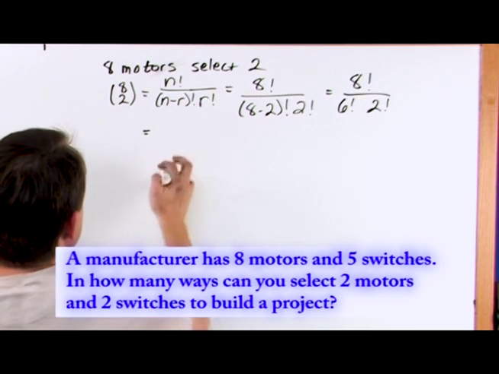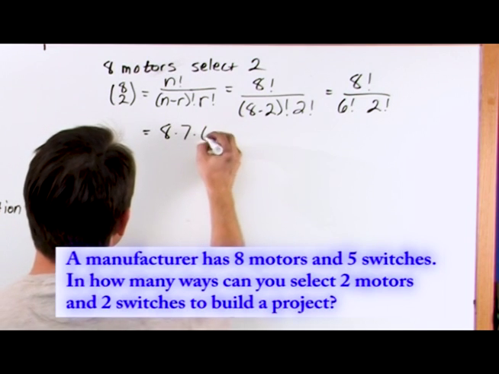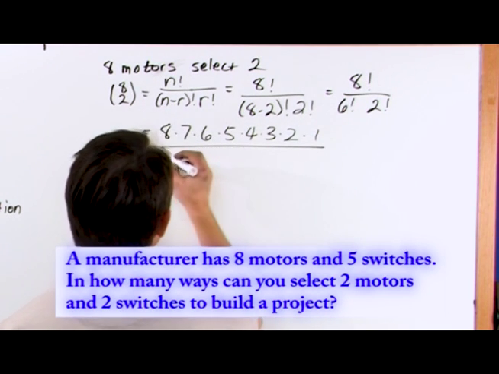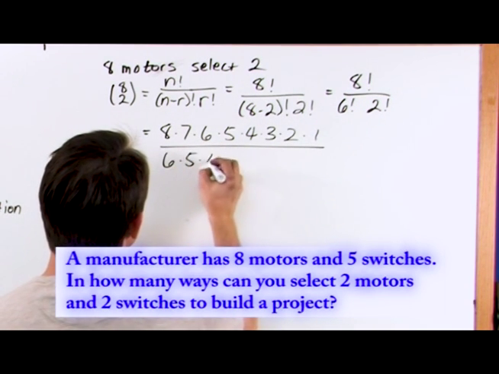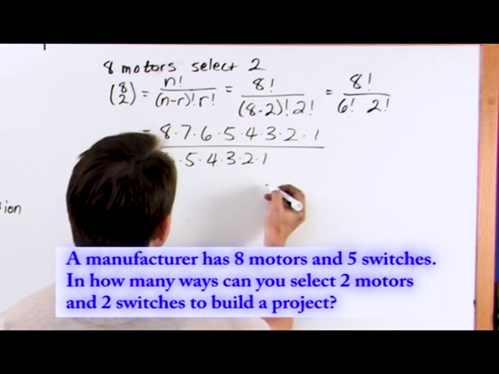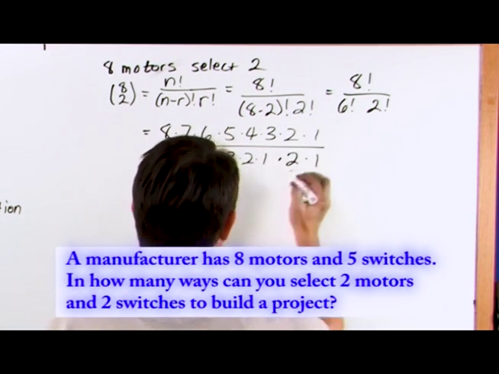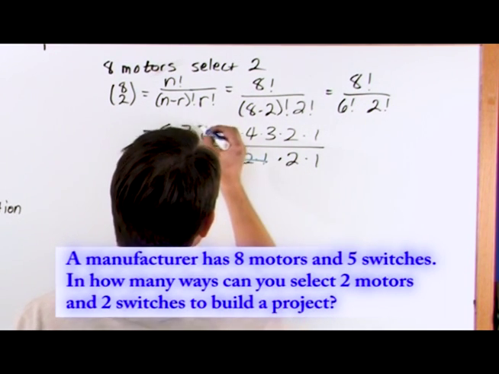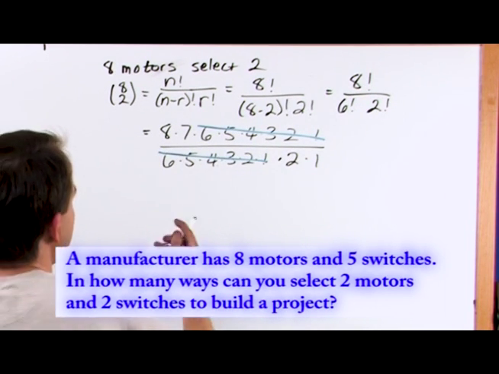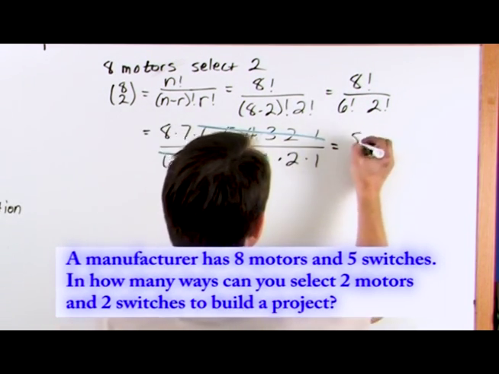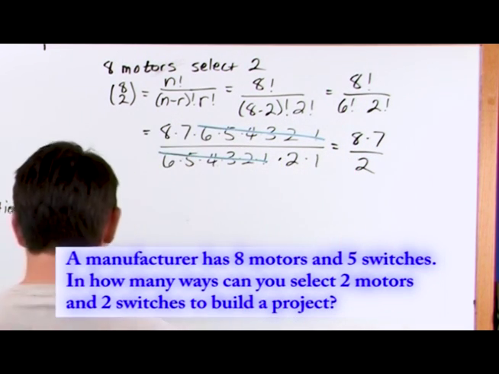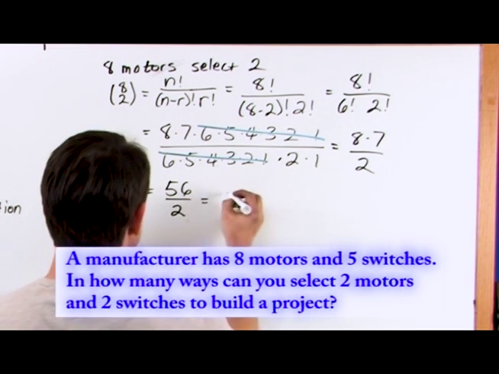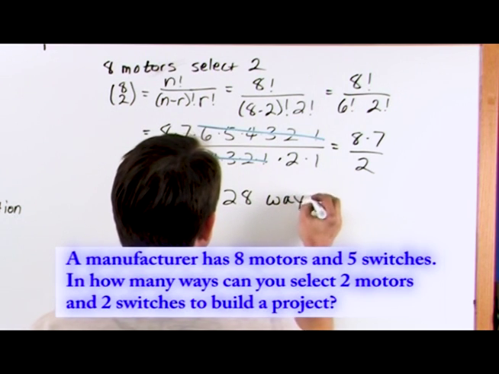On the top, again, you're going to have your 8 times 7 times 6 times 5 times 4 times 3 times 2 times 1. And on the bottom, 6 factorial, you have your 6 times 5 times 4 times 3 times 2 times 1. And then you still have your 2 factorial, so 2 times 1. Now, I didn't have to write all of it out, but the 6, 5, 4, 3, 2, 1 is going to cancel with the 6, 5, 4, 3, 2, 1. So really what you're left with is 8 times 7 over 2 times 1. 8 times 7 is 56 over 2, which is 28 ways or combinations.